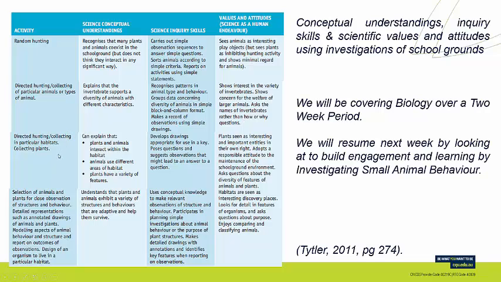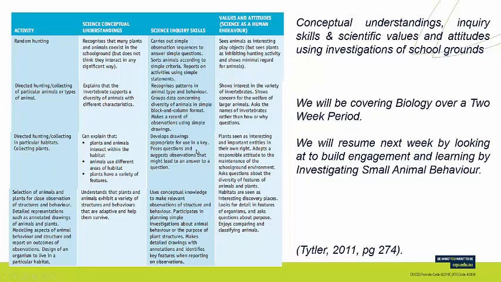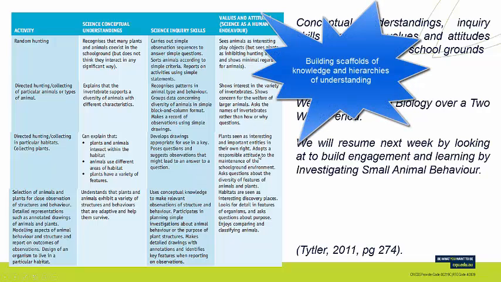Direct hunting. Plants. By doing that, we can explain that plants and animals interact with the habitat. Animals use different areas of habitat. Plants have a variety of features. We can develop drawings, appropriate use and key. We can pose questions and suggest observations. And the plant is seen as an important entity in its own right. So the value is we've begun focusing on animals as an entry point. Okay, we can then look at invertebrates as a subcategory of animals. And now we can look at plants as a subcategory of the habitat. And so on and so on.